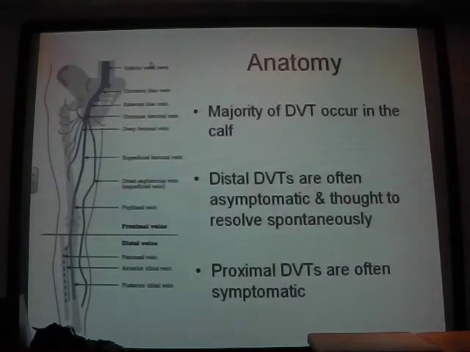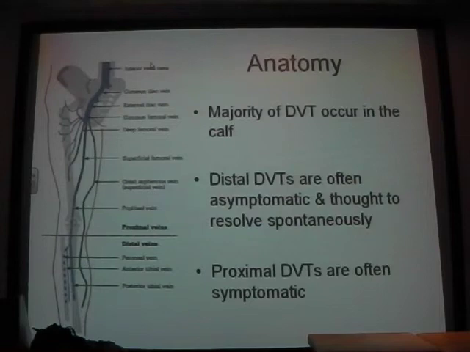Okay, so just a little bit of anatomy, not much advice. The majority of DVTs occur in the calf. The distal DVTs often don't have any symptoms and are thought to actually resolve spontaneously, although obviously it's not the case in everyone. But it's the proximal DVTs that are most often the symptomatic ones.